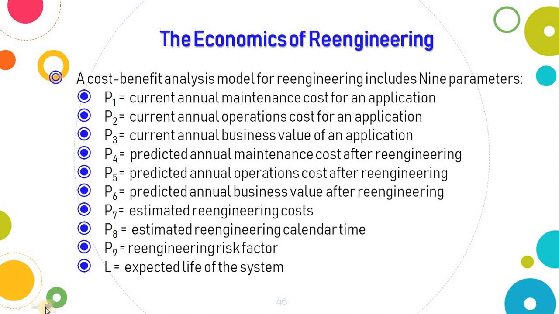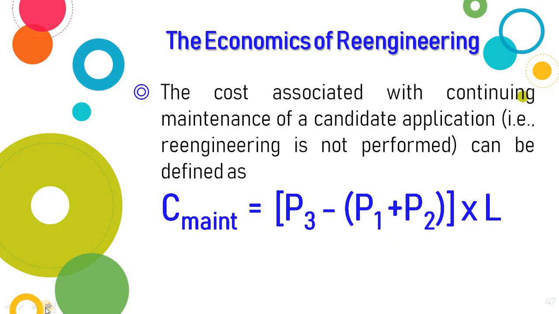That's the best question. To answer that question, we have some estimates, a cost benefit analysis model for re-engineering activity. This includes 9 parameters P1 to P9 and an extra parameter L indicating the expected life of the system. With the help of these parameters, we will analyze the cost benefit of re-engineering. There are three measures we can identify. First is the cost associated with the continuing maintenance of a candidate application without re-engineering.